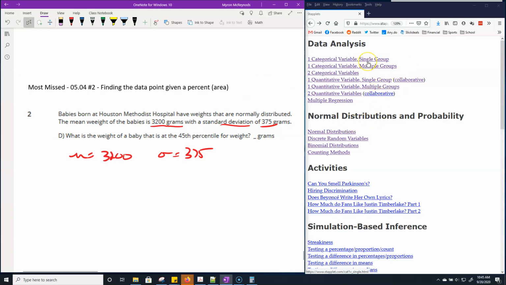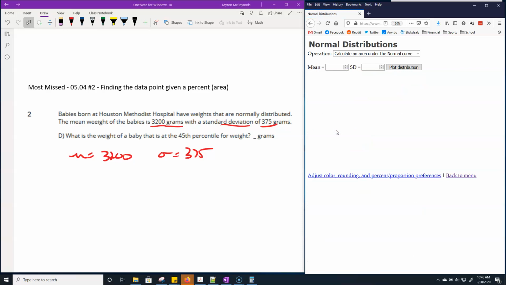So I'm going to go into Statplet, and go ahead and pause if you need to get into Statplet. And I'm going to go to normal distribution. This type of problem, because you've done one before where you calculate the percentage based on the data point, this time we're going to calculate a value, a data point, corresponding to the area that we're given. We're given the area, so it's the second one on the drop-down menu when you're given the percentage, the 45th percentile. Our mean is 3,200, and our standard deviation is 375.